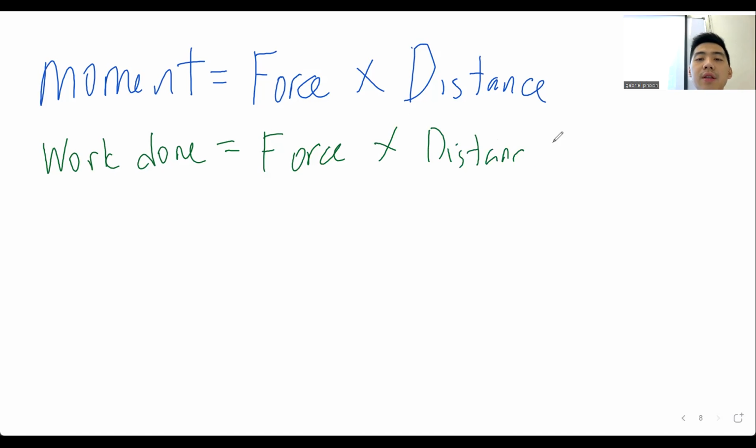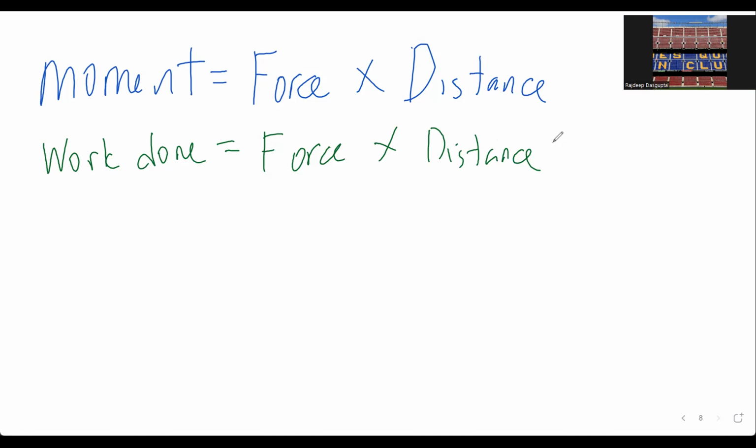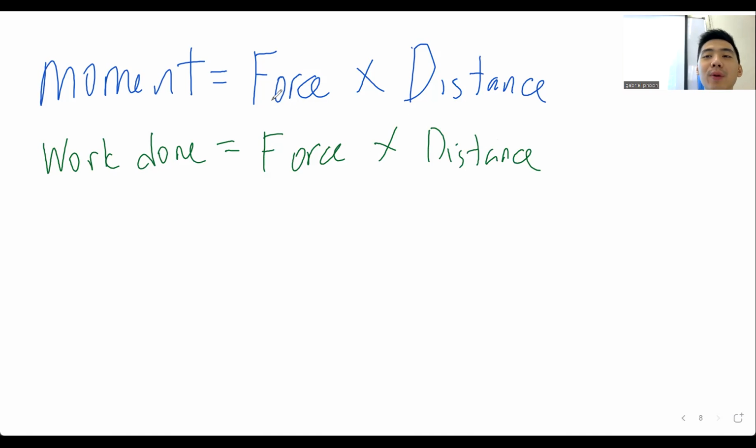So, guys, let me ask you a question. If moments is force times distance and work done is force times distance, are they the same thing? Why not? What's the difference between them? Can anyone tell me? The distance in moment is the perpendicular distance. Good, very good, Raj. In moments, it's actually the perpendicular distance, whereas in work done, the force and distance must be parallel to each other.